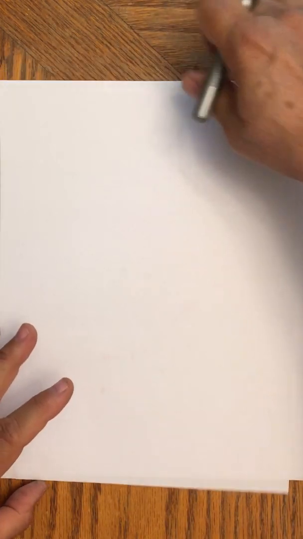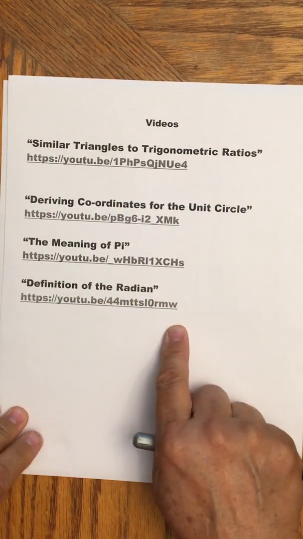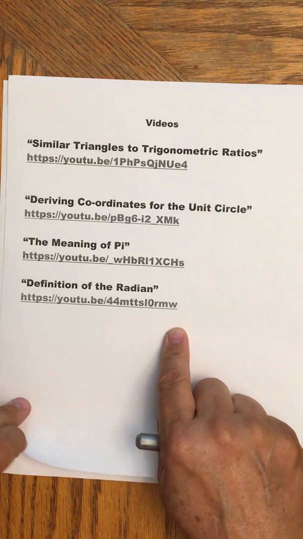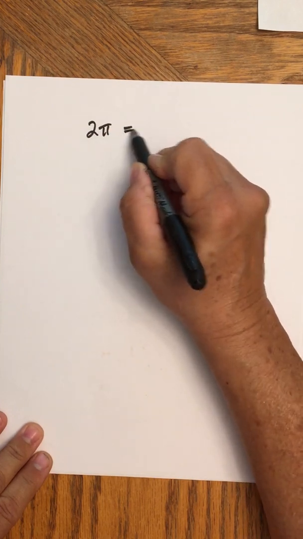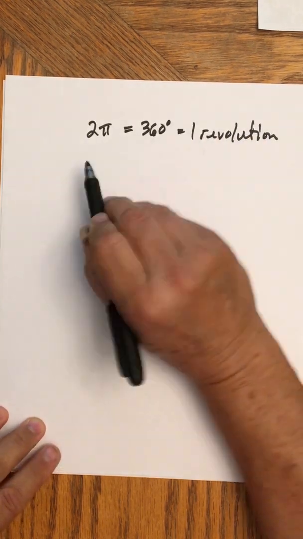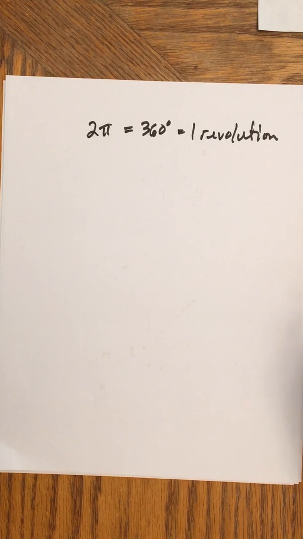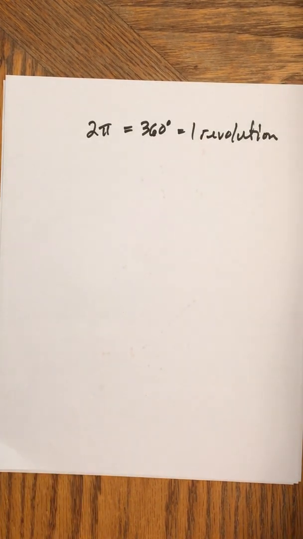Again, it's not particularly difficult to understand, but I would say, if you watch the meaning of pi and the definition of the radian videos, I think that'll make a lot more sense to you as to what the radian is. And what you'll find is that there's a conversion between the two, where basically 2 pi is equivalent to 360 degrees, which is 1 revolution. Using this equivalency, you can convert from one system to another. But it also means you can start labeling the unit circle not only in degrees, but also in radians.